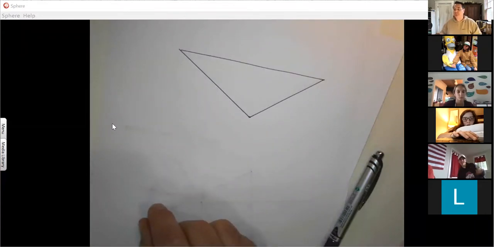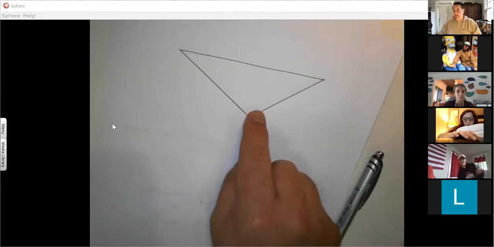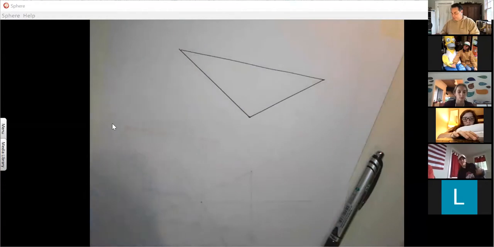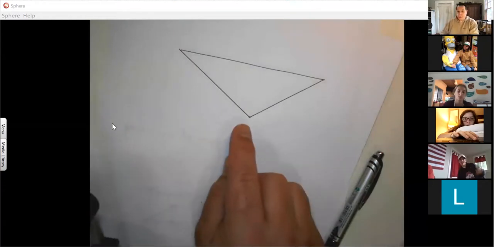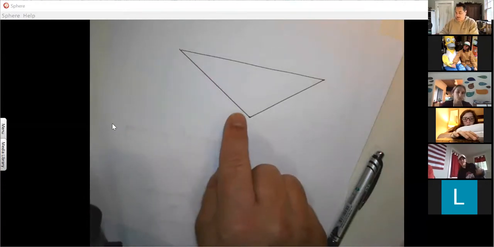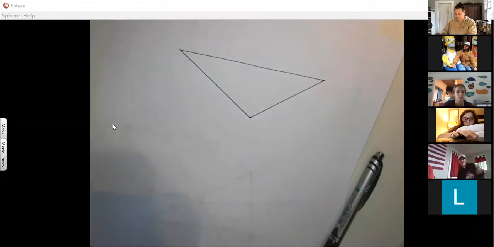Does it still look acute? I think it's obtuse now. This is a bigger than 90-degree angle, but we'll see. So now what I'm going to do is, instead of perpendicular bisectors to a side, I'm going to do angle bisectors.